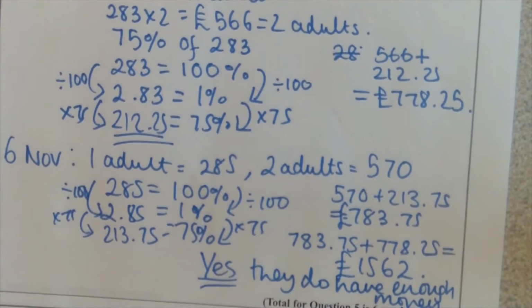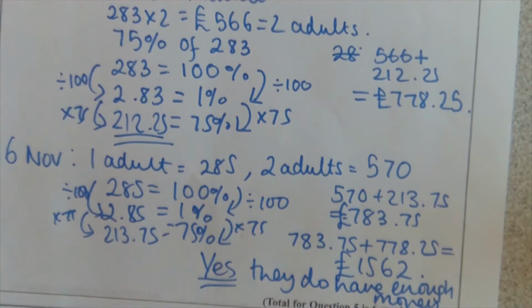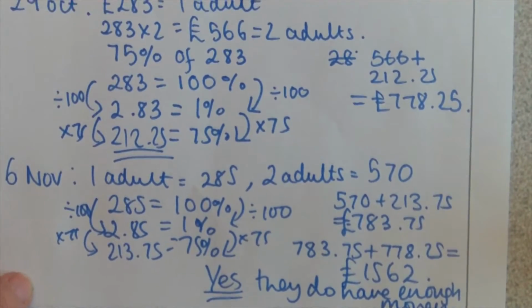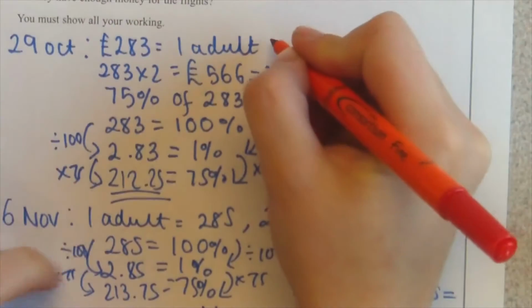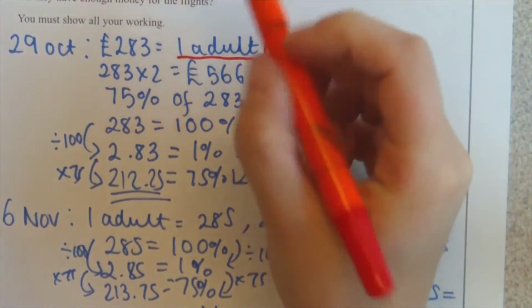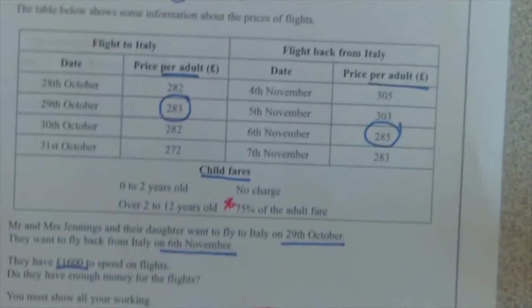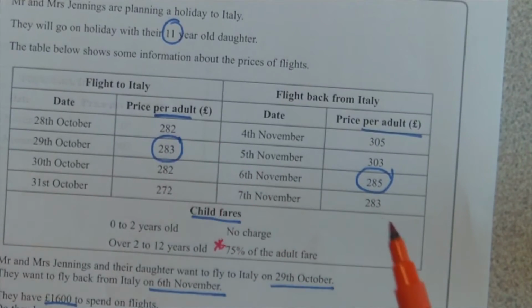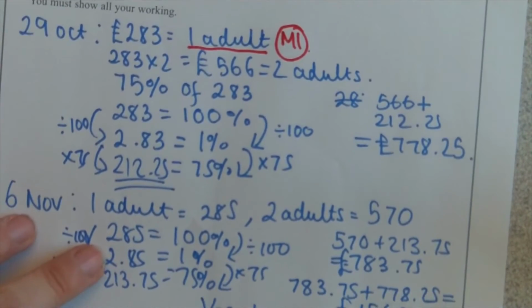Okay, so let's take a look at the mark scheme. This is a 6-mark question, so loads of marks you could pick up here. You get your first mark just for reading information off the table and finding out the cost of one adult on the correct day. So just for finding out the cost of one adult on either day gives you your first mark.